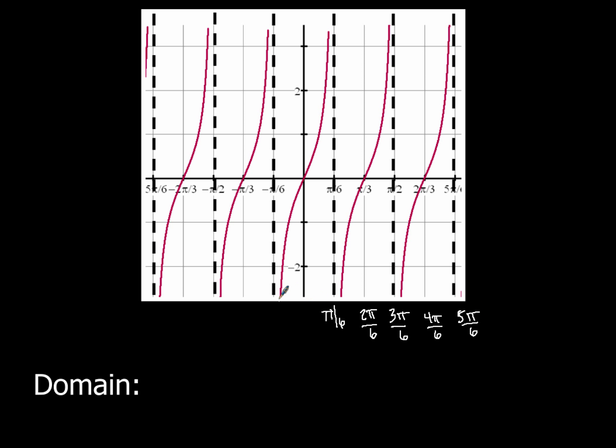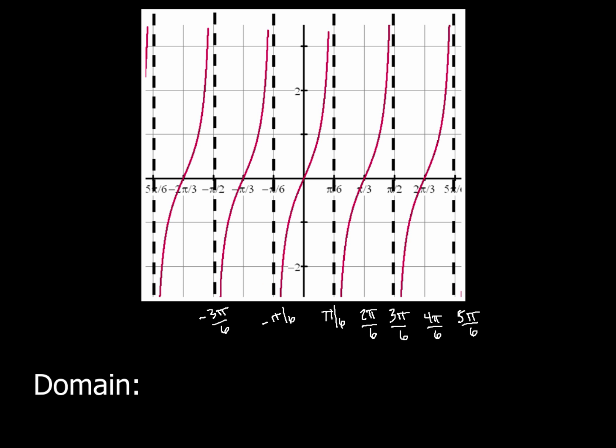If I look on the negative side, I have an asymptote at negative pi over 6, and then at negative 2 pi's over 6, I have an asymptote, but again, that's reduced to negative pi over 3. But then I have another asymptote at negative 3 pi's over 6, which reduces down to negative pi over 2. So I think you get the general idea of that.